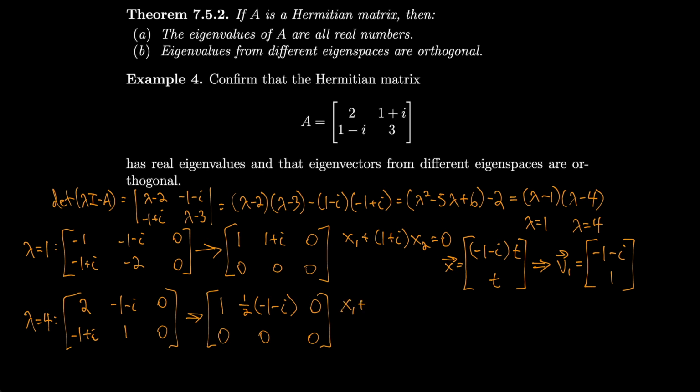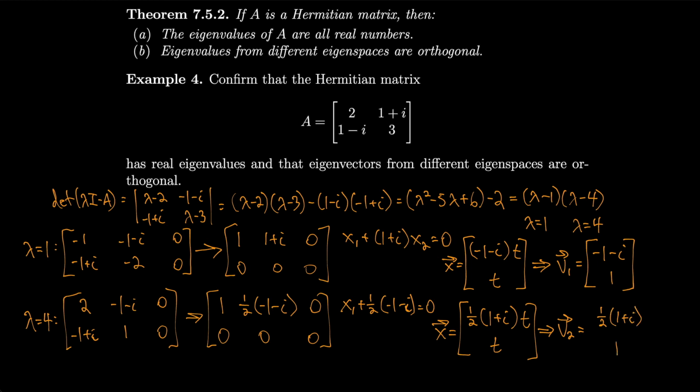We have x1 plus half of minus 1 minus i equals 0, giving us x equals half of 1 plus i times x2. I'll make that t for x2. Factoring out t, we get a second eigenvector equal to half of 1 plus i, 1.